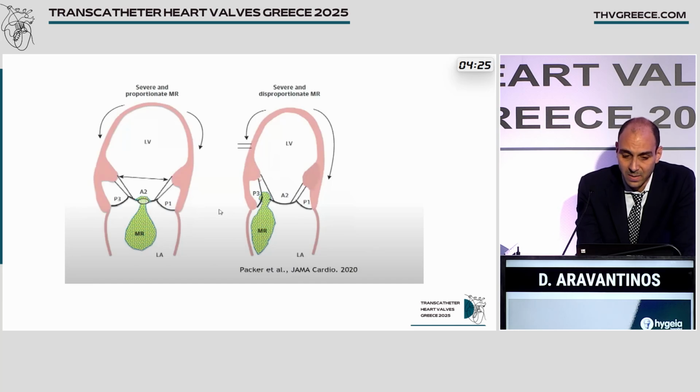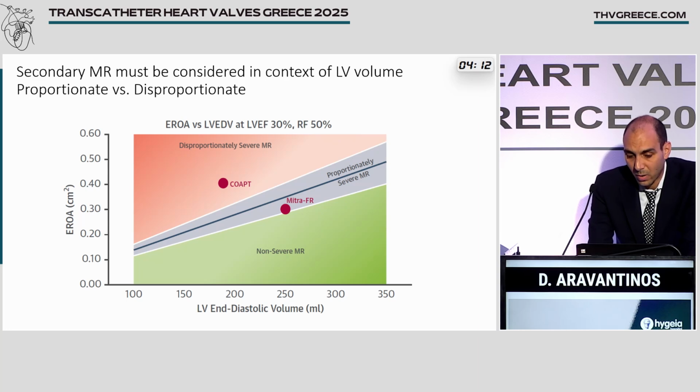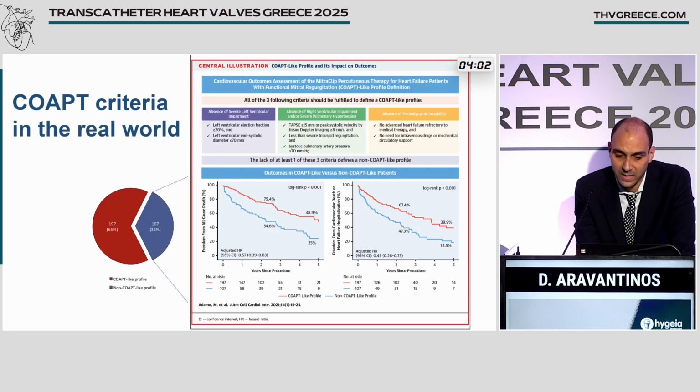So we have this term, severe proportionate MR and severe disproportionate MR, because in this case the MR is the main problem and not the heart failure. The COAPT trial is on the side where the left ventricular end-diastolic volume is lower and the EROA is bigger, so we had better results there than the MITRA-FR.